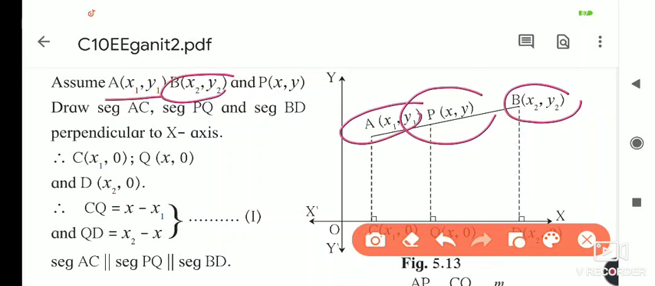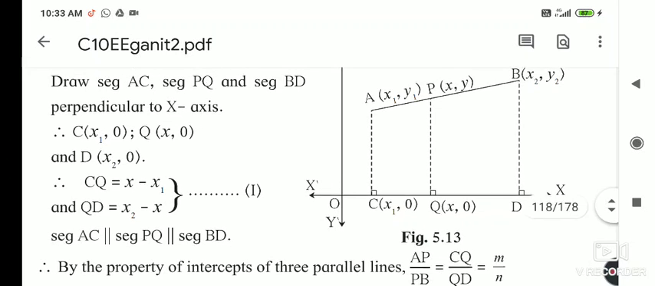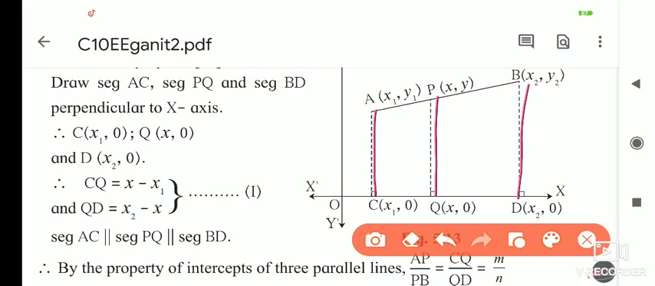For the exam, how it is derived is given, but for the exam only the formula is important. Draw segment AC. Now we have to draw the perpendiculars from points A, P and B. So here they are AC, PQ and BD.